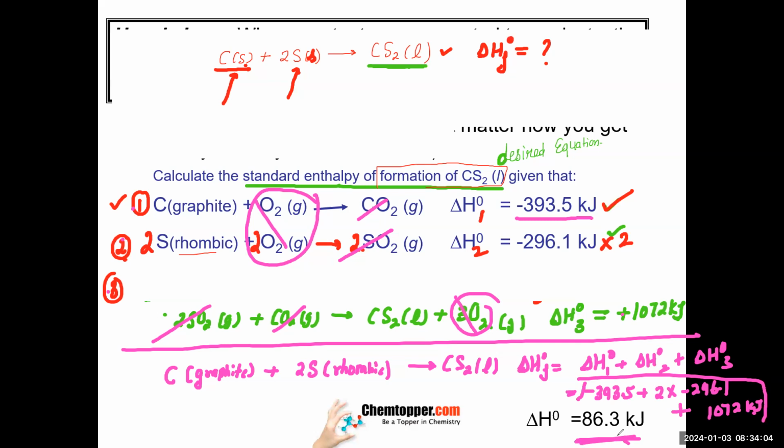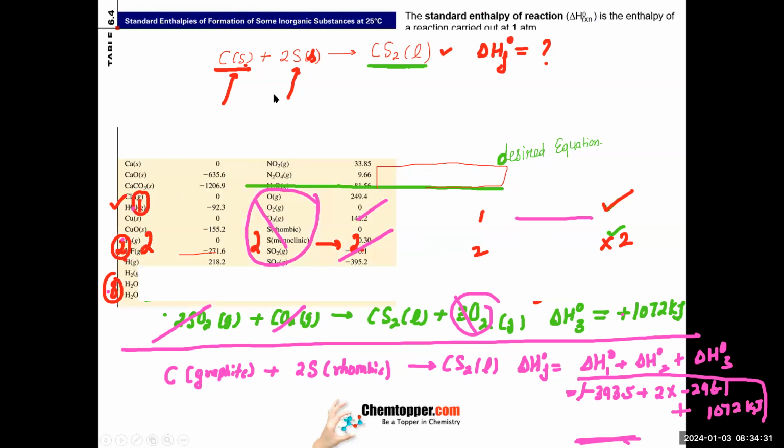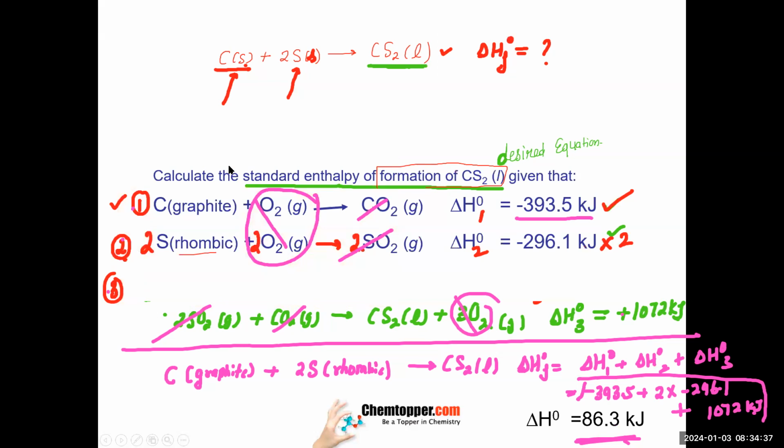So we change the equations to get our desired equation, and this is Hess's law. You are using these three equations to calculate delta H naught formation of CS2. This is how they made the table which we were working with earlier. If you remember, in that table, delta H naught formation of CS2 was not given. So how did we calculate all these delta H naught formation values? By using Hess's law. See, is it endo, exo?